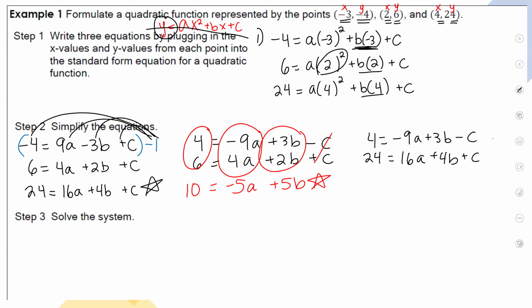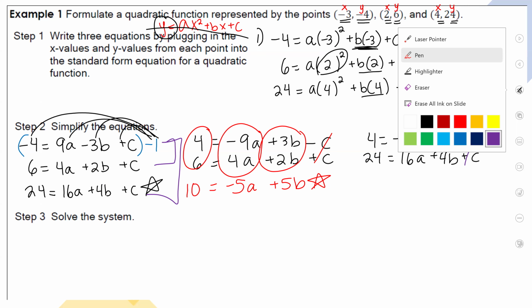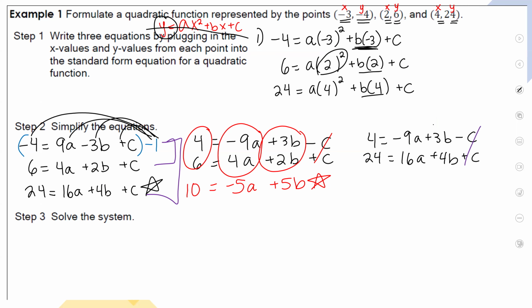So let me show you. We first use these top two equations. Now I'm using the top one and the bottom one. We need two new equations. Those cancel. We're going to add 24 plus 4 is 28. Negative 9a and 16, what is that? 7a plus 3b plus 4b, what is that? 7b. So these are my two new equations.